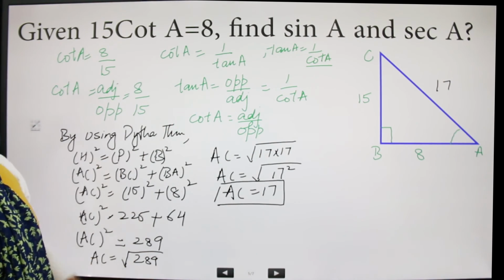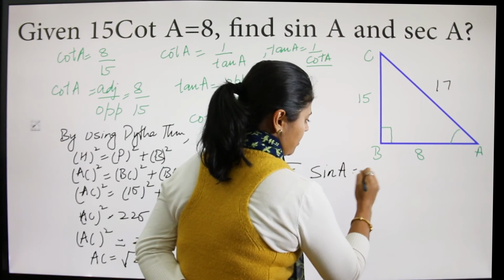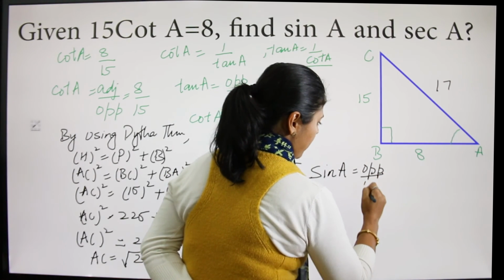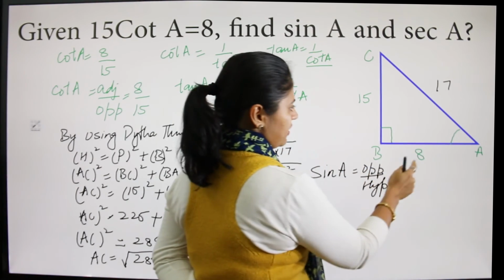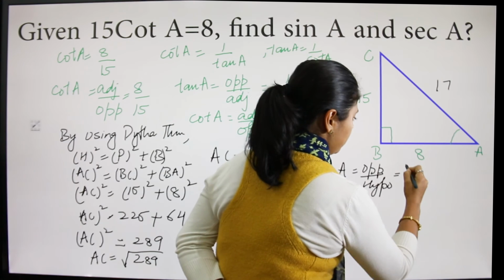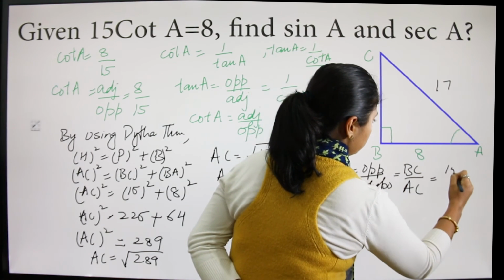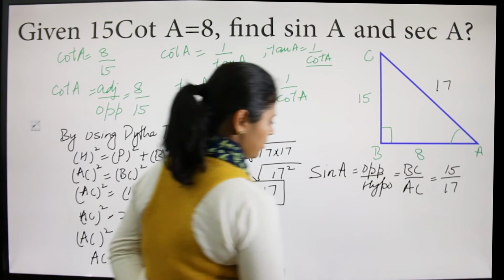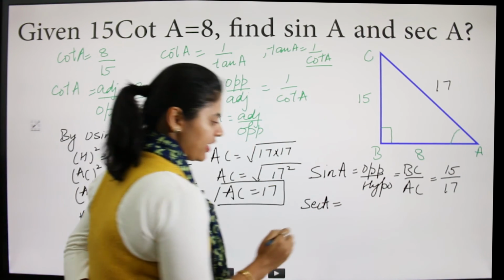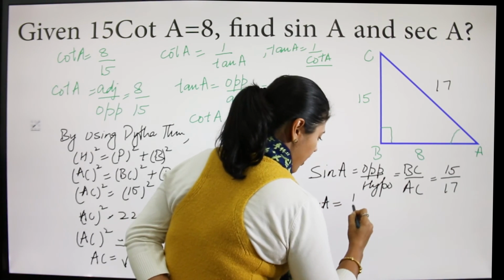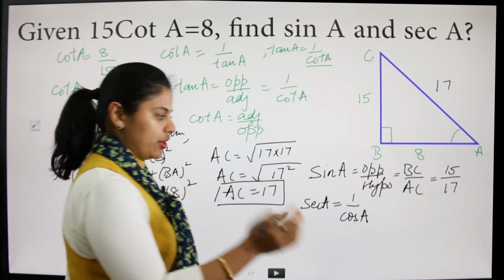Okay. Now it's time to find sine A and secant A. You know that sine A is opposite divided by hypotenuse, or the longest side. Opposite from here is BC divided by AC. BC is 15, AC is 17. We need to find secant A, and you know that secant is 1 over cos. So we need to do the other way around.